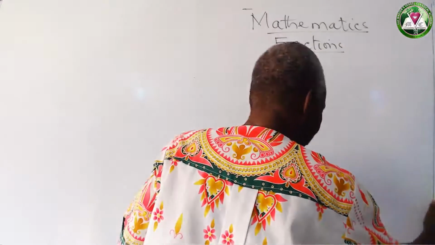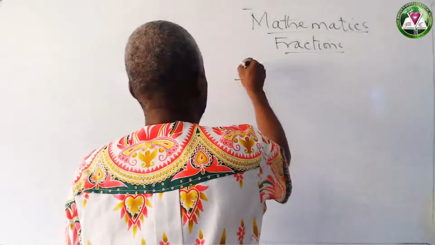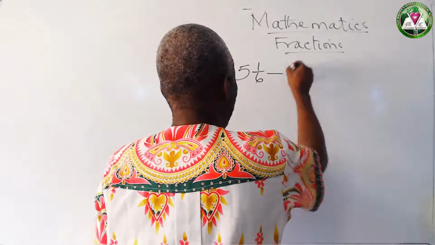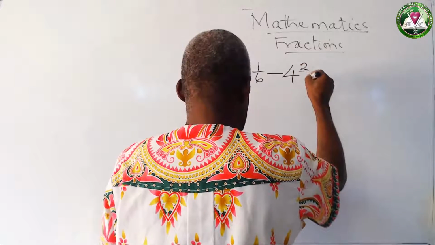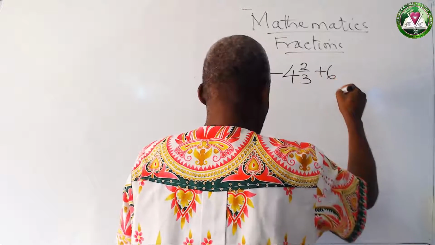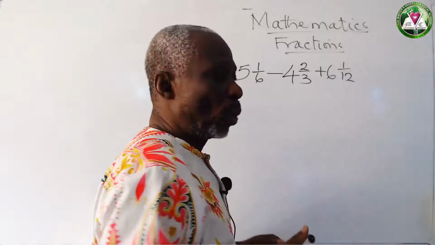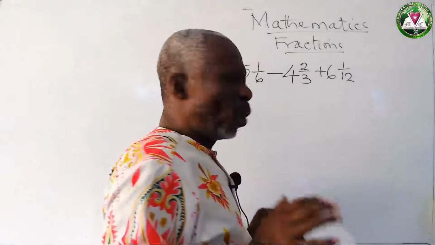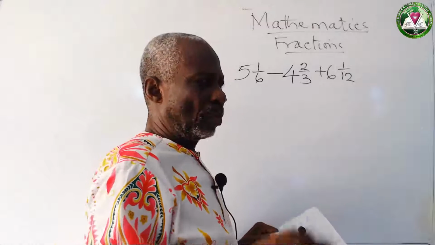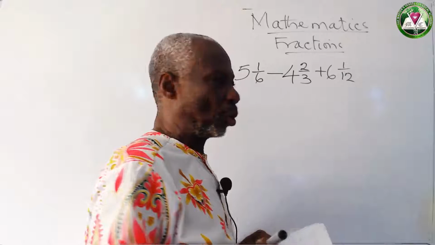So the next number said 5 1/6 minus 4 2/3, then plus 6 1/12. So we look at this. And we want to arrange this thing according to the order of BODMAS. Bracket, of, division, multiplication, addition before subtraction.